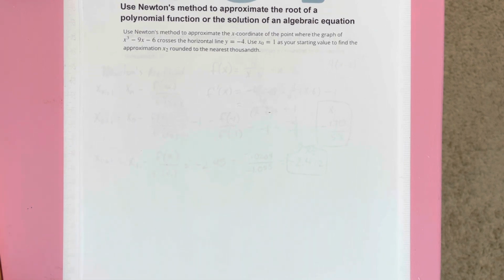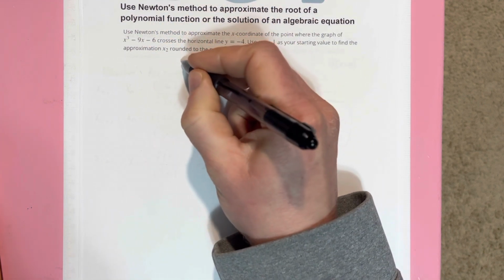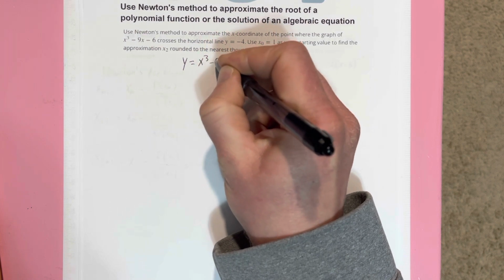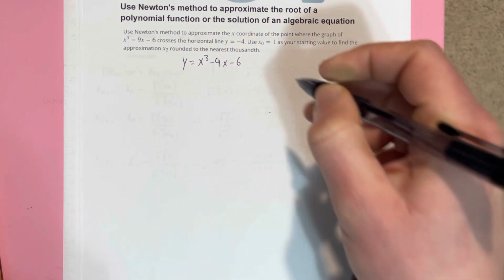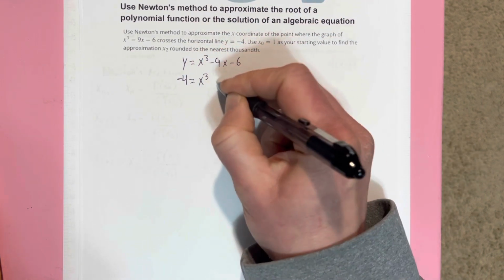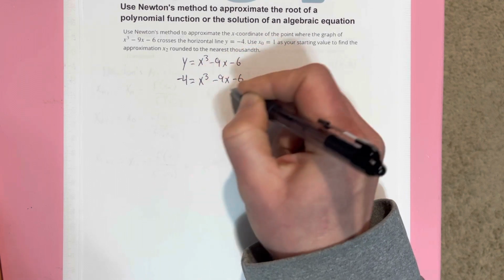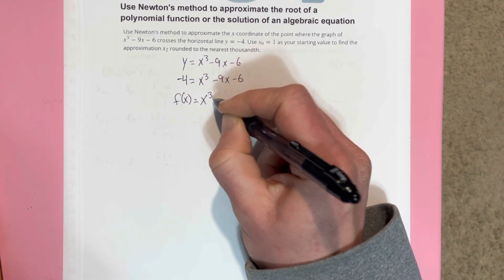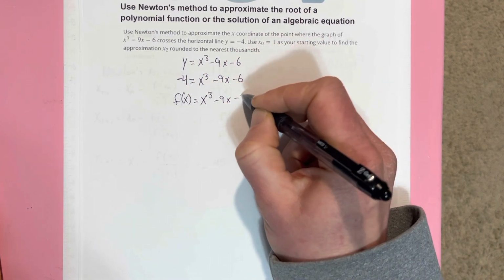So, what do they give us here? They basically give us an equation, and they want us to solve this. So they basically give us y equals x cubed minus 9x minus 6. And they tell us y is -4, so that would be -4 equals x cubed minus 9x minus 6. Add the 4 to each side, I get f of x is x cubed minus 9x minus 2.